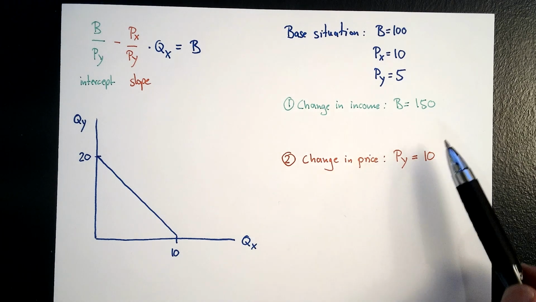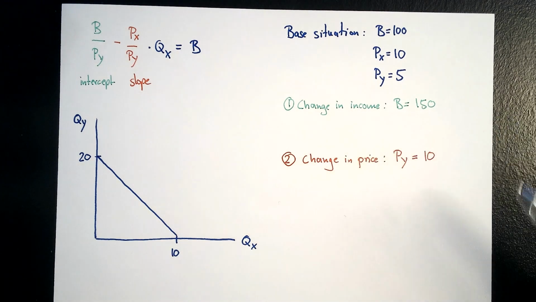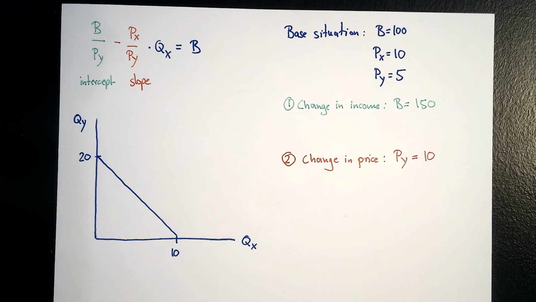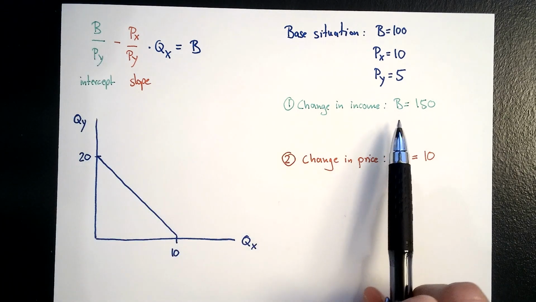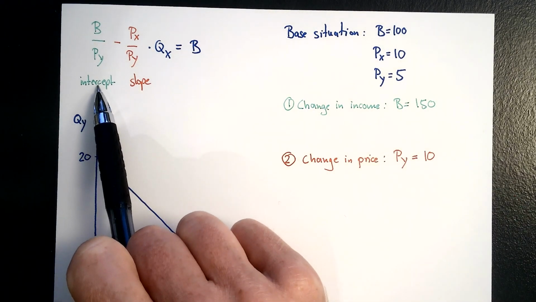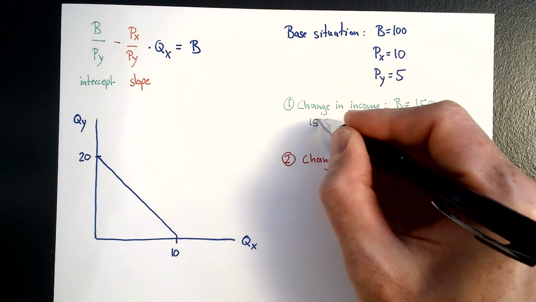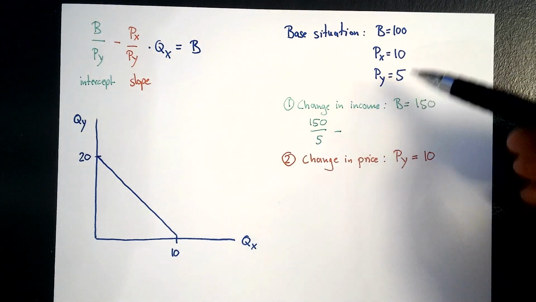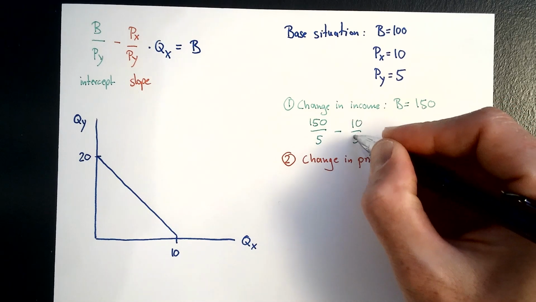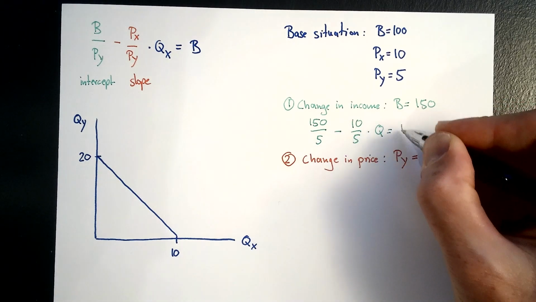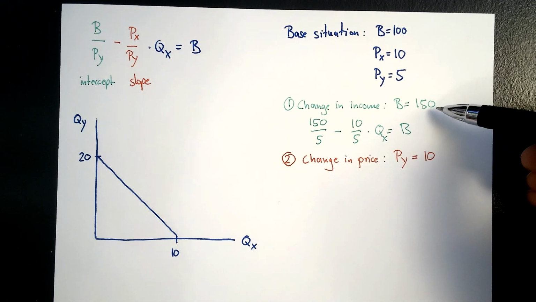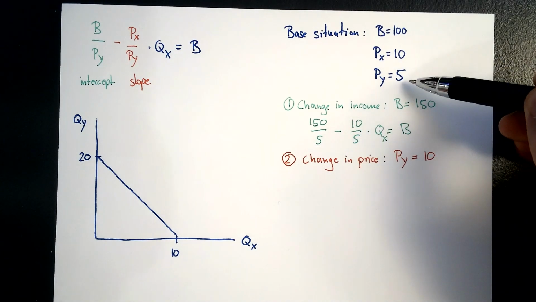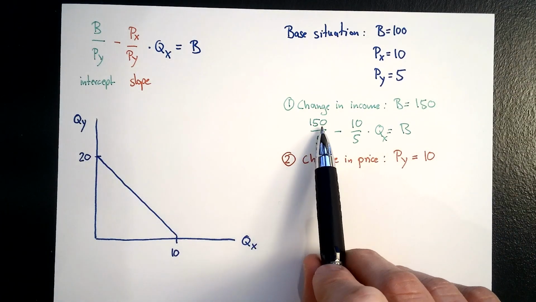Now, let us consider what happens if income changes, in the sense that we are not making $100 anymore, but our income increases to $150. Note that the budget constraint is influenced via the intercept, because now you have 150 divided by the price of Y, which is 5, minus PX over PY, which is 10 over 5, times QX. So this is now your new budget constraint given the higher income. Note that the slope has not changed because the prices remain the same; it is only the intercept that has changed.